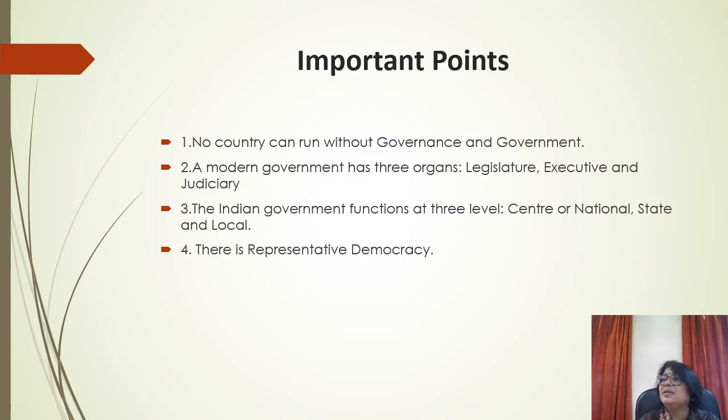And the most important thing is that India is a democratic country, and there are two types of democracies: direct democracy and representative democracy. But direct democracy is not possible due to practical reasons. So all the democratic countries in the world are following representative democracy. Here representatives are directly elected by the people of the country.